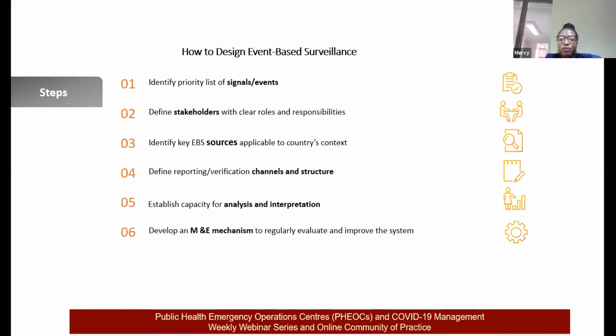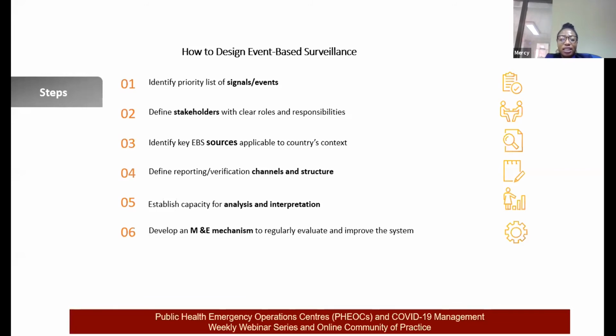It's simple if you have a dedicated team, not a new team, by the way, a dedicated team that's already within the EBS or within the surveillance division or within the EOC. The first thing is to identify a priority list of signals that you want to work with. Remember that signals are broad. They are not tied to specific diseases, but they give you a clue that you could be dealing with disease A or B, but they are very broad. So you define your priority list of signals that you want to work with.